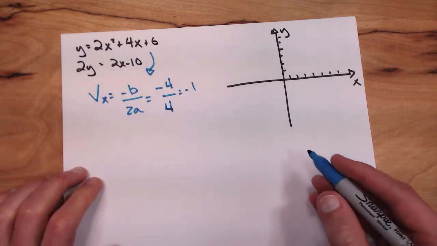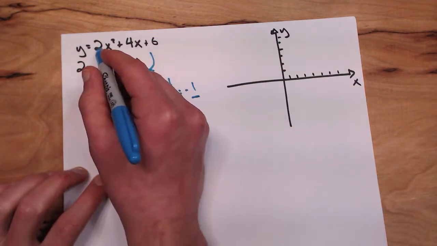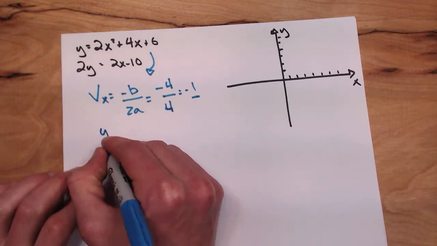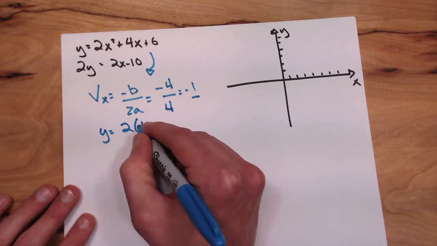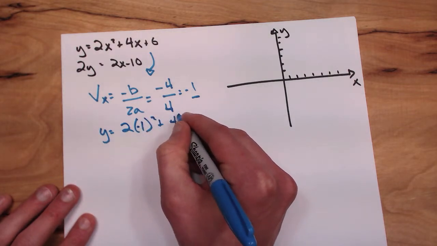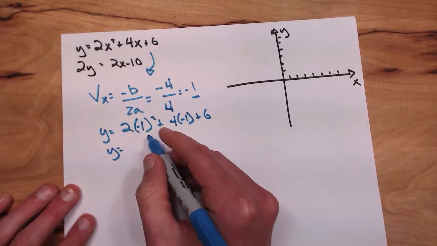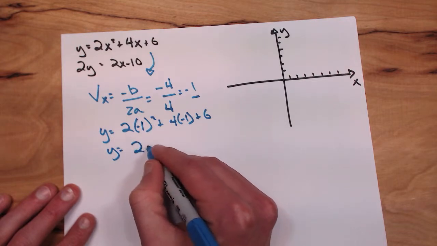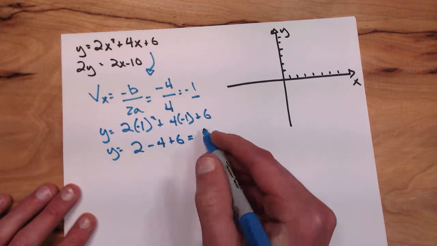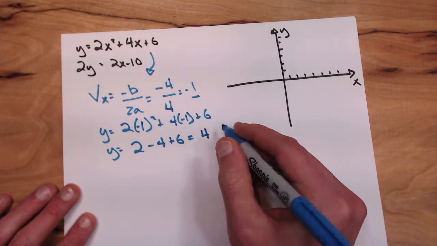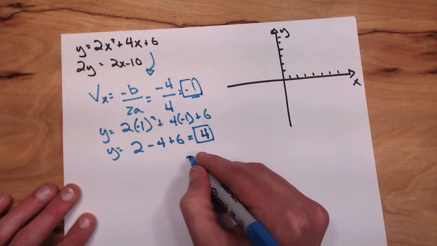Okay? Now to find the y-coordinate of our vertex, we need to plug our x value back into our equation. So we'll say y equals 2 times negative 1 squared, plus 4 times negative 1 plus 6. Okay, so y equals negative 1 squared is positive 1, so 2 minus 4 plus 6 equals, that's minus 2, so I'm going to say plus 4. Okay, so our coordinates of our vertex then are negative 1, comma 4.